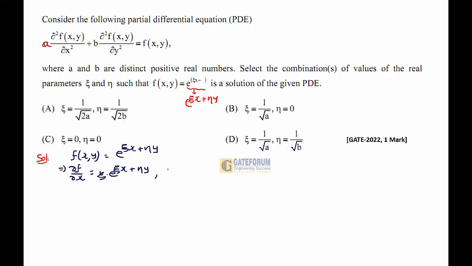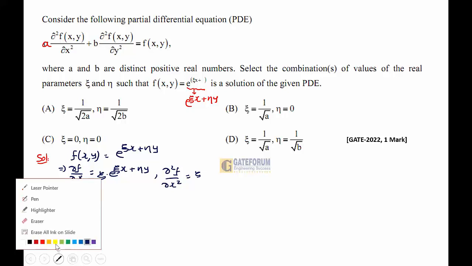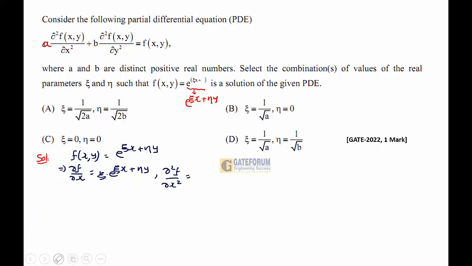In a similar way, ∂²f/∂x², that is the second derivative partially with respect to x. For this, one more derivative with respect to x, so the exponential has to be multiplied by one more ξ. You will get ξ² e to the power ξx plus ηy.